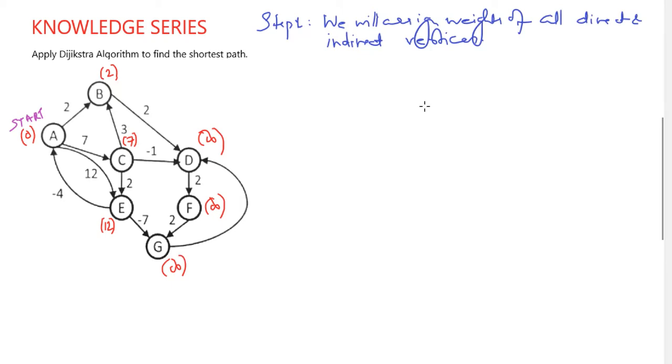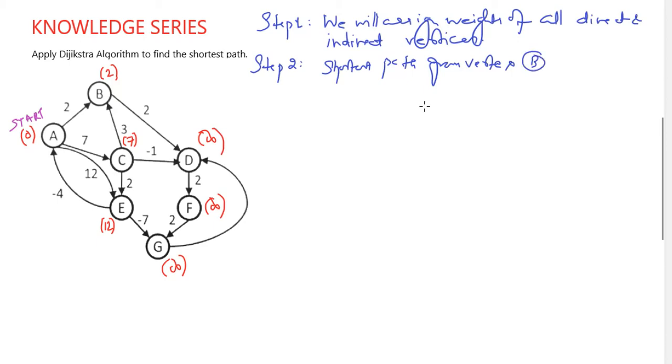Now we go to the next, step 2. In step 2, we will try to find the shortest path of the respective vertices. When we consider A and its neighboring nodes B, C and E, among these 3 nodes we find 2 is the smallest. So the shortest path is from vertex B.